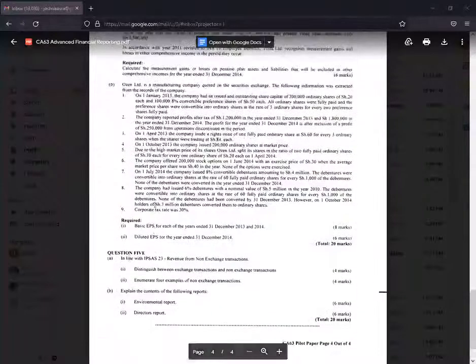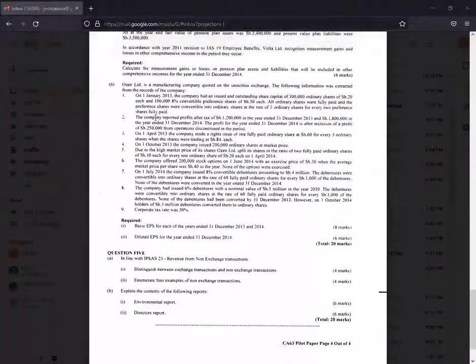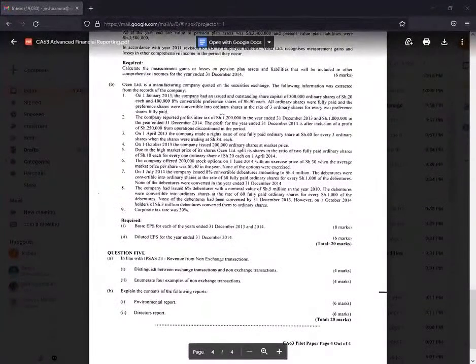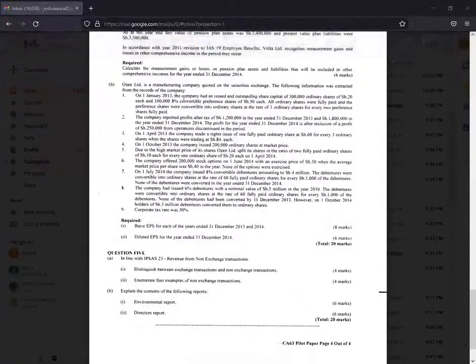Now here we are. We are told here, Ozen Limited is a manufacturing company quoted on the Securities Exchange. The following information was extracted from the records of the company. On 1st January 2013, the company had an issued and outstanding share capital of 300,000 ordinary shares of shillings 20 each and 100,000 8% convertible preference shares of shillings 50 each. All ordinary shares were fully paid, and the preference shares were convertible into ordinary shares at the rate of 3 ordinary shares for every 2 preference shares fully paid.